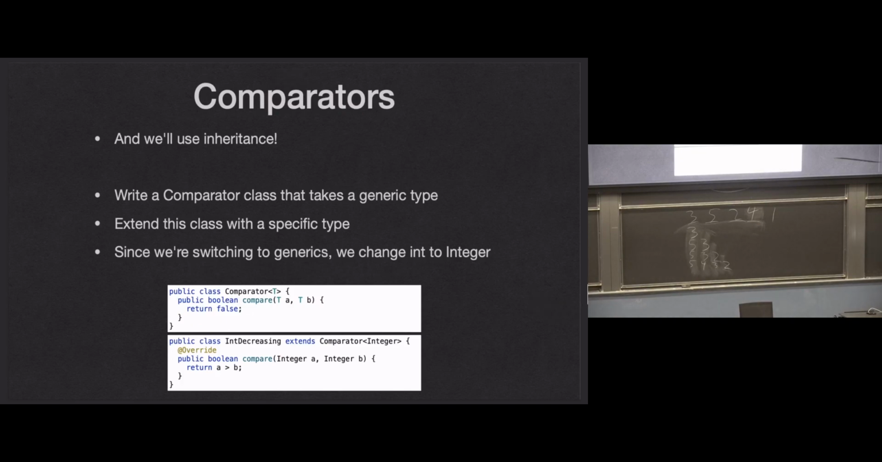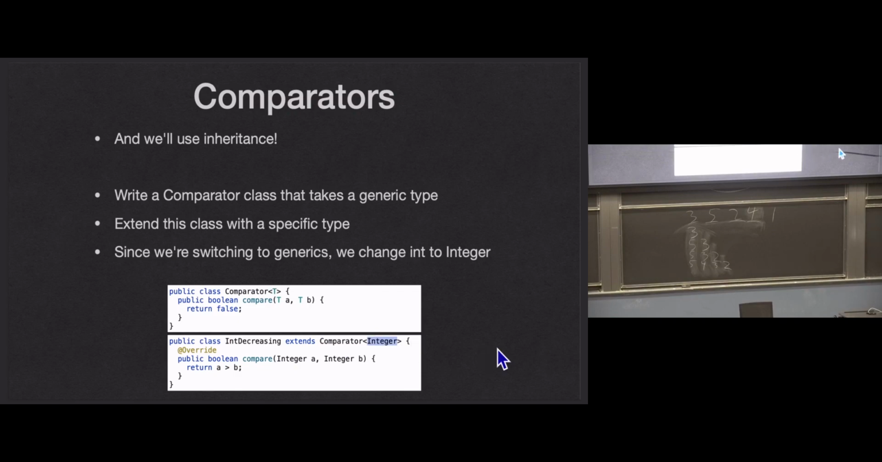Okay, now we can talk about comparators. We have been talking about comparators, but the comparator class, so we can do some inheritance since it's inheritance week, we're going to create a comparator class that takes a type parameter so it can compare any type that we want using this comparator. And we're going to extend this and specify the type parameter when we extend the class.